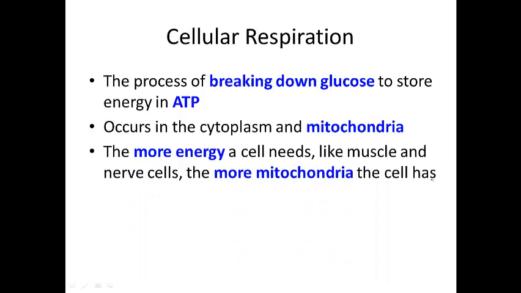A lot of cells perform cellular respiration, but you're going to see the more energy that a cell needs, the more mitochondria the cell has. It needs to make more energy. For example, our muscles and nerve cells are constantly using energy to help us move and coordinate our body. So they're going to have much more mitochondria than, say, the skin, which doesn't need that much energy.